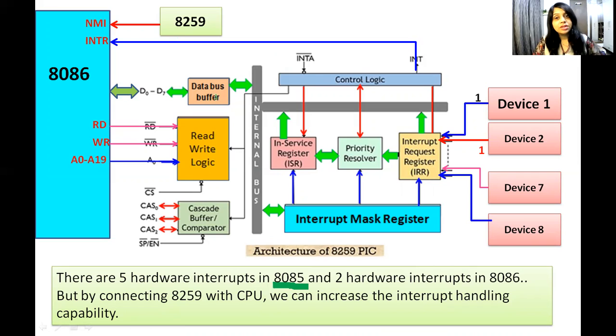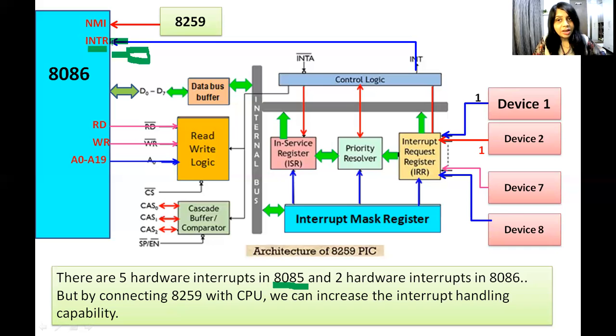Hence, in that case, we need the help of 8259, the programmable interrupt controller, to increase the interrupting capability of 8086. We can connect this 8259 to the INTR pin of 8086, and we can connect 8 different devices to this 8259. Earlier, if you see only INTR, we can connect only one interrupting device.